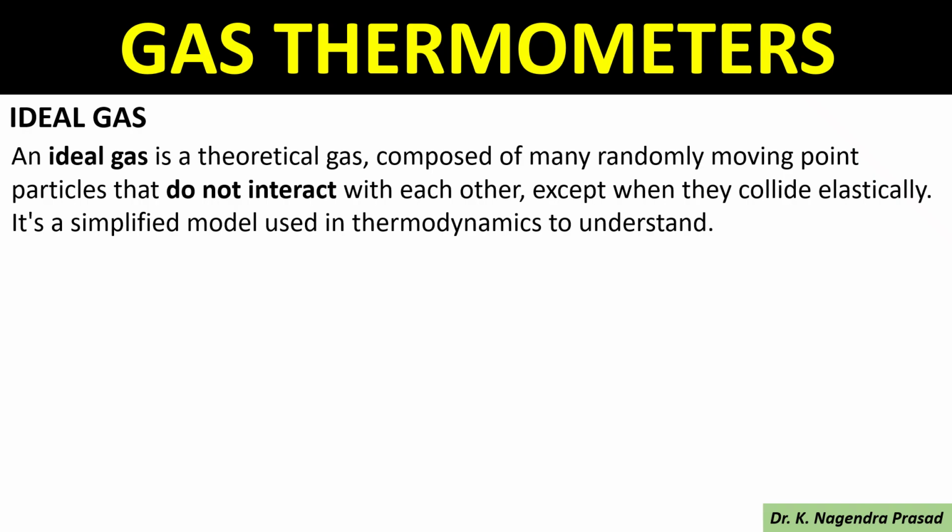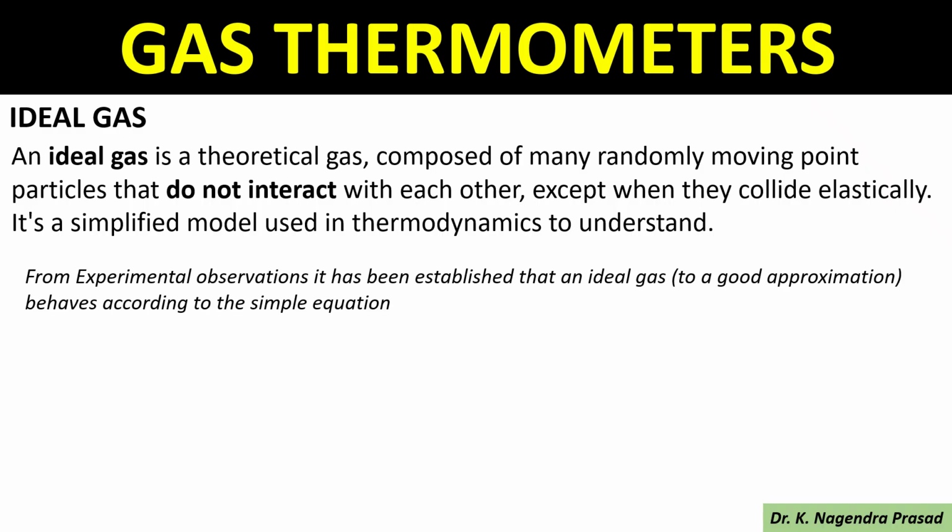So an ideal gas is composed of many randomly moving point particles, and the assumption here is that these moving point particles do not interact with each other. So this is the assumption in the ideal gas.